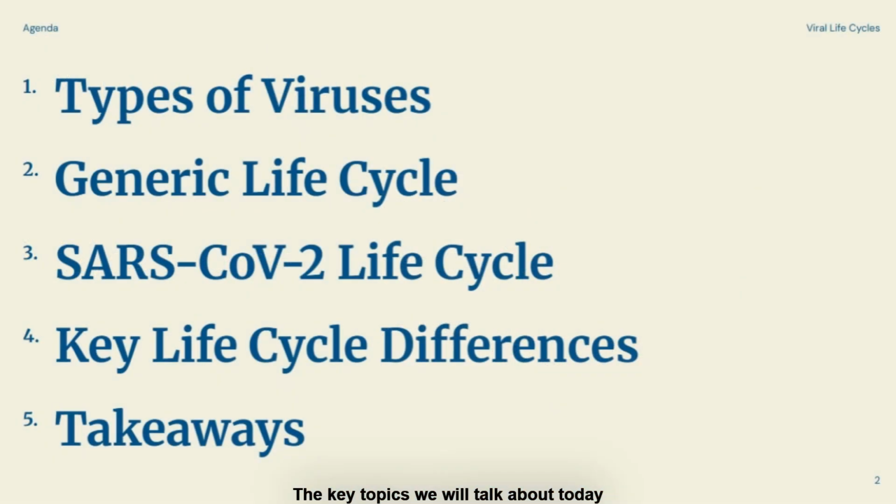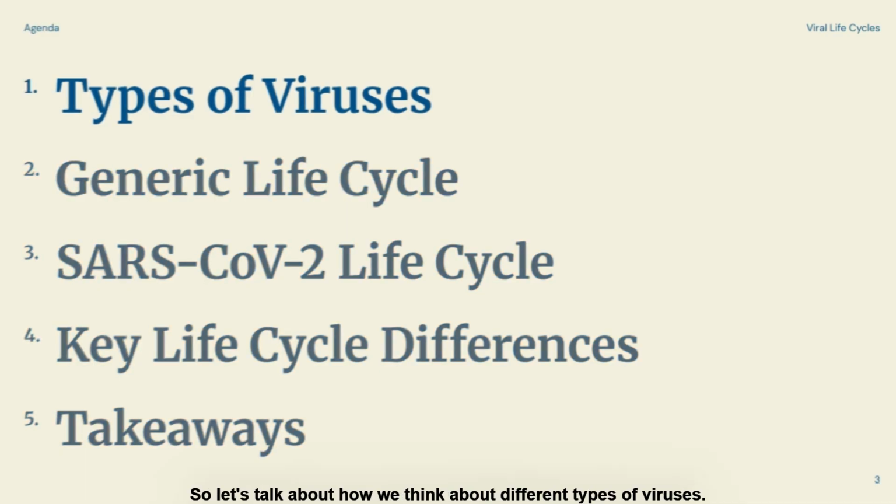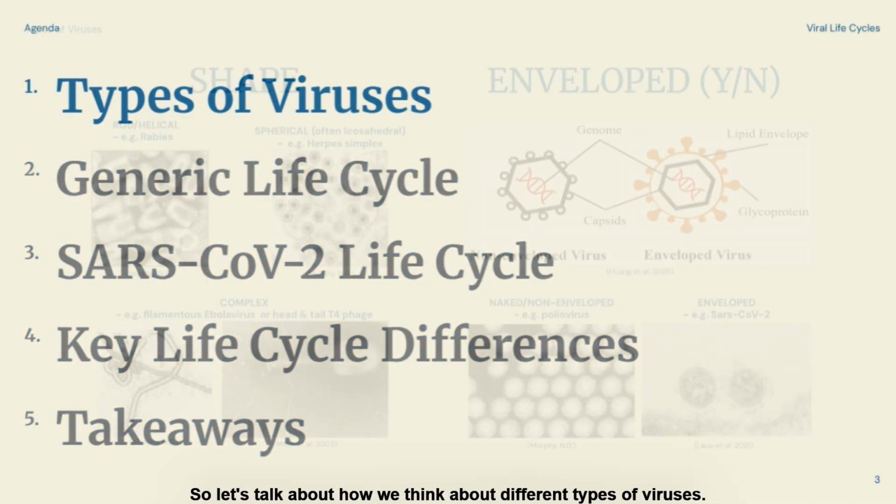The key topics we will talk about today are how to classify different types of viruses, what are the key steps in most viral life cycles, how these steps are carried out in the SARS-CoV-2 life cycle, how those steps may be carried out differently in other viral life cycles, and then a brief summary of key takeaways about viral life cycles. So let's talk about how we think about different types of viruses.